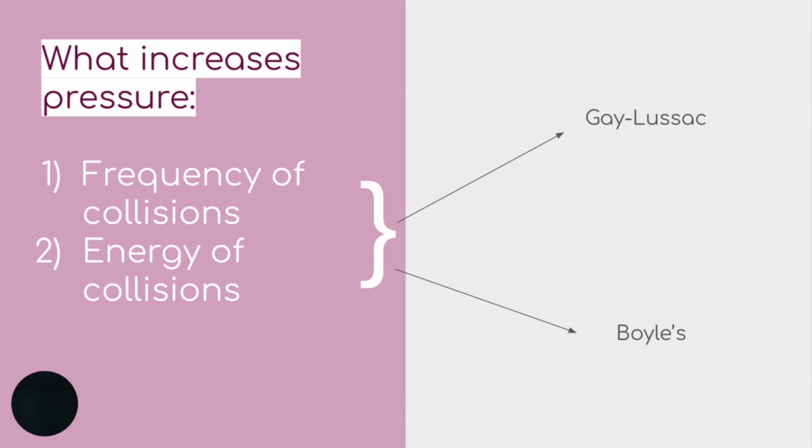Now one concept that's really important to understand, that the book only goes over in the last chapter, is what factors actually determine or measure pressure. When talking about pressure, it's all about collisions, both in terms of the frequency, like how often the molecules are colliding with the walls of the container, and the energy with which these collisions are happening. This definition can better help you understand the following two gas laws that we're going to be talking about, which are Boyle's law and the Gay-Lussac law.